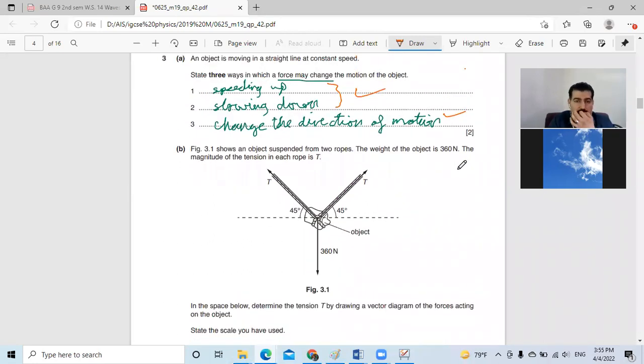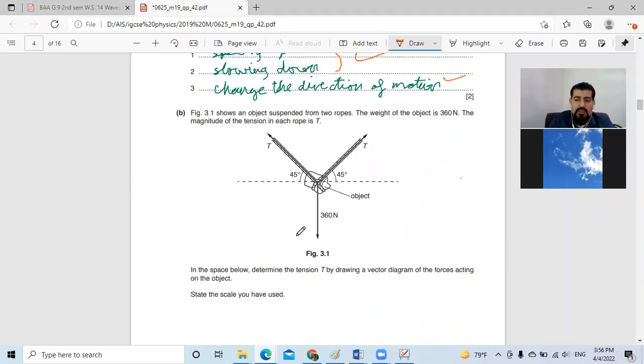Now, question 3, part B, what do they ask? The figure here shows an object suspended from 2 ropes, and they give us the weight of the object, 360 Newton downwards, and we have 2 ropes, each one at an angle of 45 degrees from the horizontal, okay? So what they ask, the weight of the object is 360 Newton, and the magnitude of the tension of each rope is T. In the space below, what do they ask?